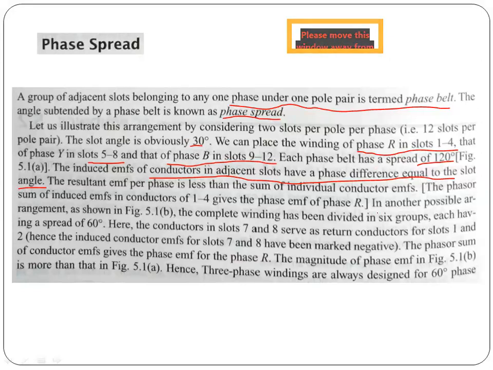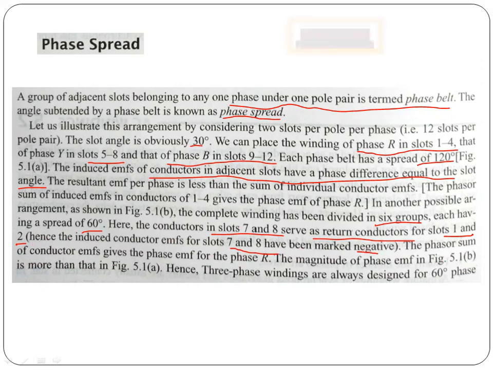The phase sum of the induced EMF in conductors 1 to 4 gives the phase EMF of phase R. In the other possible arrangement, the complete winding has been divided into 6 groups, each having a spread of 60 degrees. Hence, the conductors in slots 7 and 8 serve as return conductors for slots 1 and 2, and hence the induced conductor EMF in slots 7 and 8 have been marked negative.